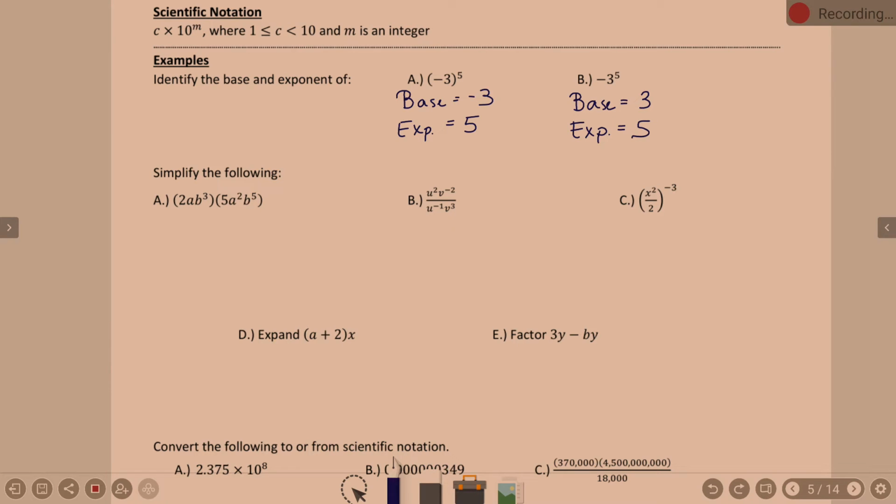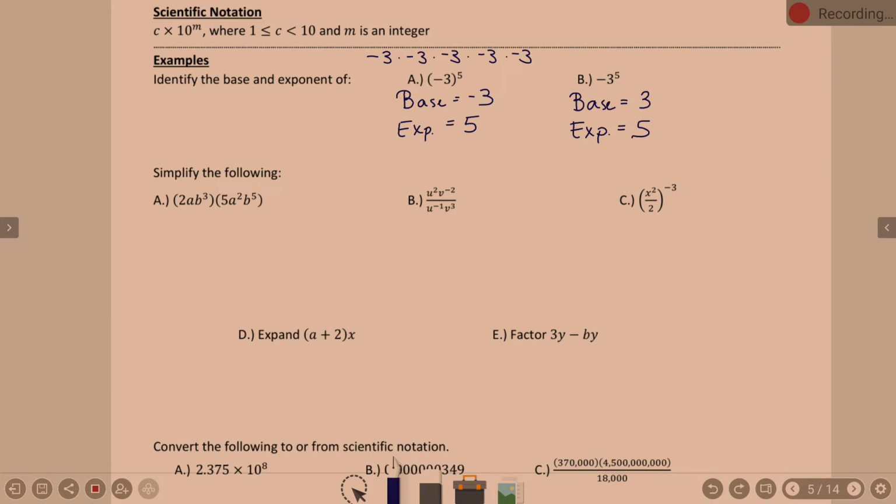Now, what's the difference between these problems? Because there is a difference. The parentheses, right? What does (negative 3) to the 5th mean? If we were to work this out, this means five negative 3's, yes? Because that negative is in the parentheses. It means whatever's in those parentheses multiplied 5 times.